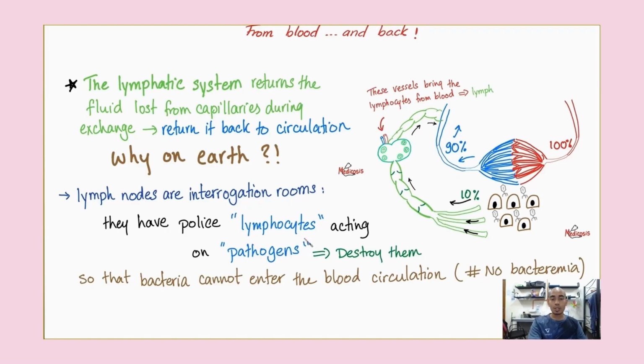The police, which are the lymphocytes inside, are B lymphocytes and also T lymphocytes, which can trigger a more specific immune response so that it can handle infection more effectively. So they destroy the pathogen and the bacteria cannot enter the blood circulation.